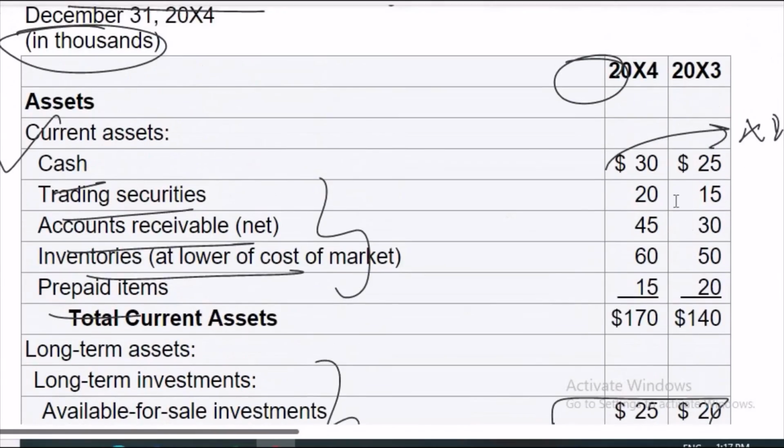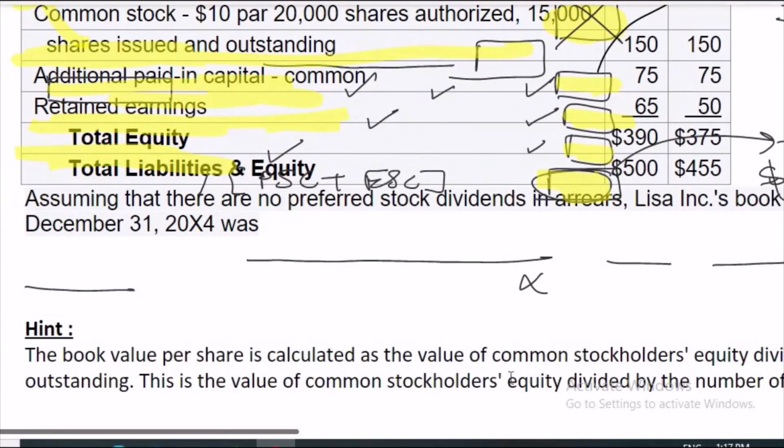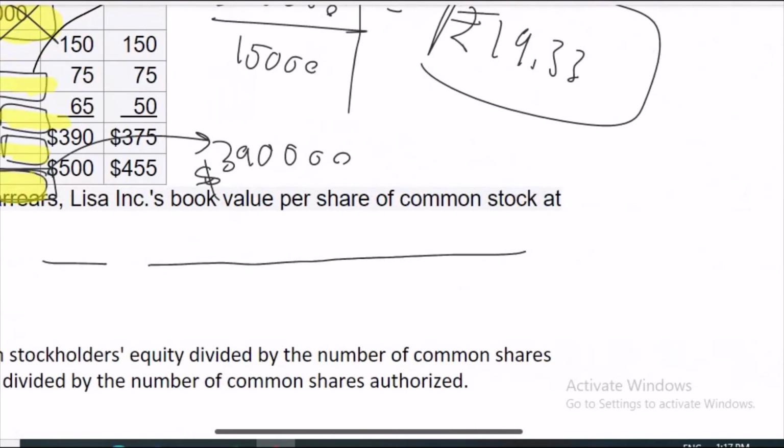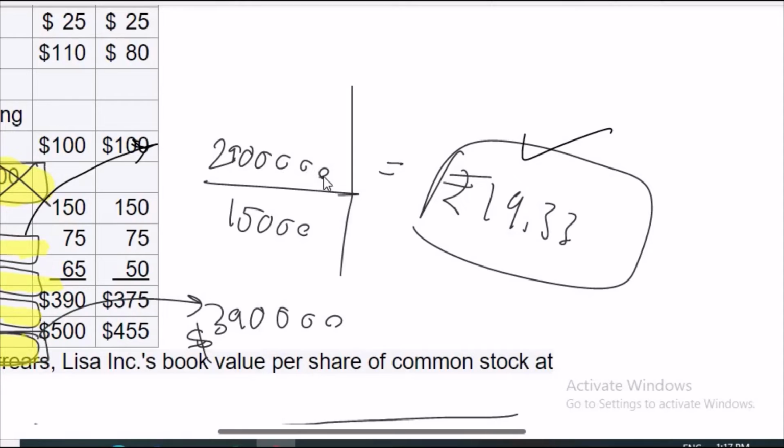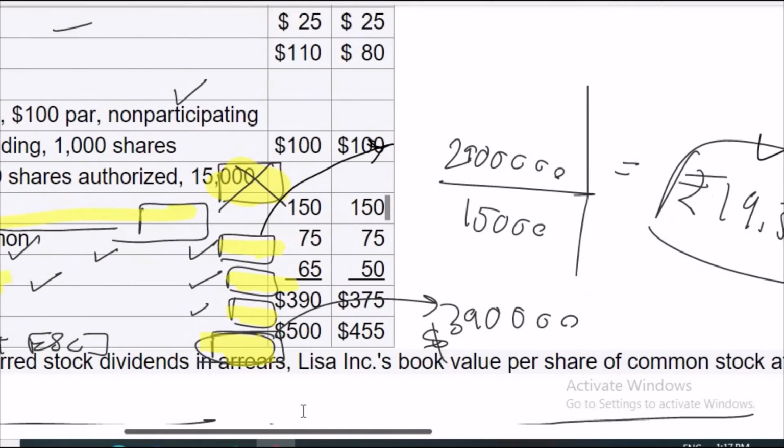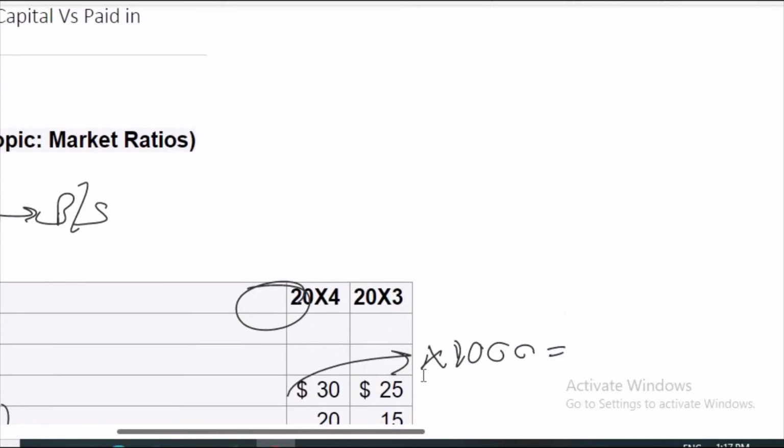So next, book value per share. You can see the financial statement. You have to learn the book value per share. So 29 lakh divided by 50,000, that is rupees 19.33 would be the book value per share.